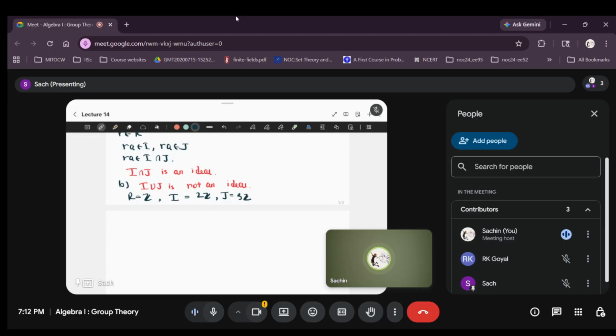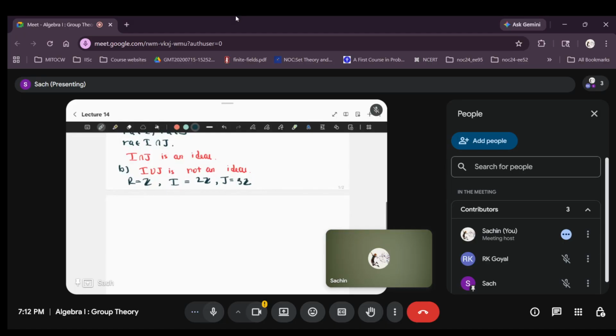Take the union I union J. This does not contain the element 5, but it contains 2 and 3. So it is not an additive subgroup of Z. If it were an additive subgroup, it would have to be closed under addition, but it is not closed under addition.